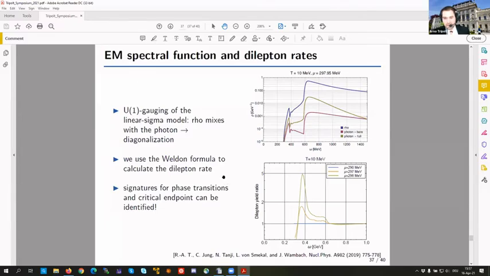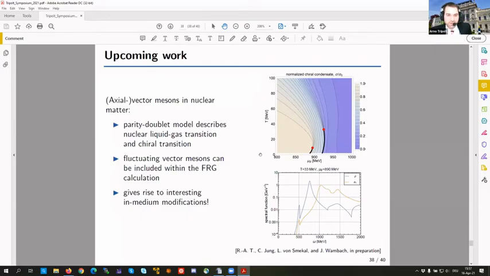On my final slide, I wanted to show you some very recent results from upcoming work, which will hopefully be on the archive in a few weeks. We are currently working on calculating vector and axial vector meson spectral functions in nuclear matter. For this, we use the parity doublet model, which describes the nuclear liquid gas phase transition, as well as the chiral phase transition, which you also see in this phase diagram on the right. In this regime, we calculate the rho spectral function, which you see in blue here, and the A1 spectral function in yellow. And you see these very interesting in-medium modifications, which appear close to the critical endpoint.